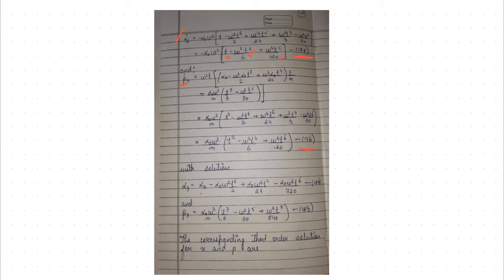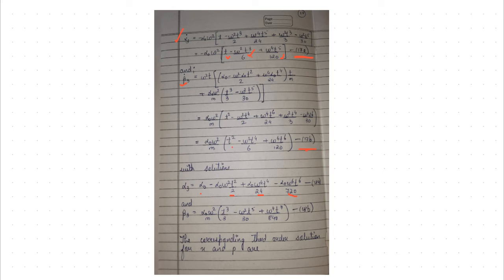So obviously 4 into 6 will give you 24, 6 into 120 will give you 720, and these would be the numbers in the denominator. And similarly you can solve it for the integral of beta 3, that is equation number 17b, and finally you will get the value of beta 3.